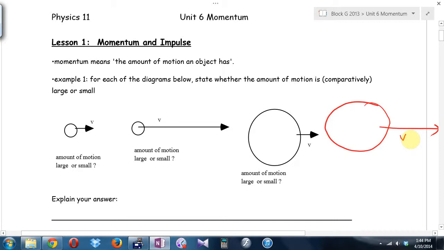Let's talk about these. Small mass moving slow, a small mass ping pong ball moving slow, tossed underhand. If that hit you in the face, Shaq, would it do much damage? Small amount of motion, small amount of momentum. What about a small mass moving really fast? Bullet. If that hit you, would that be a pleasant experience?